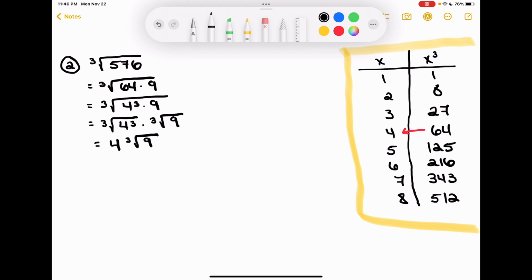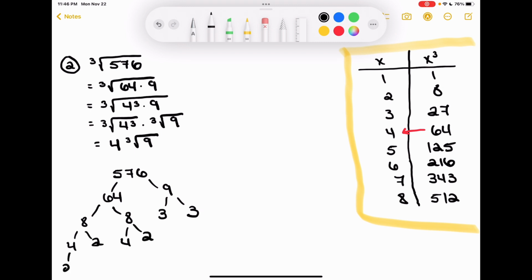Now let's show the prime factorization method. We're going to start by taking 576 and dividing it by 64, just as we did in the last problem. That gives us 64 times 9. If we break 9 into its prime factors, that's going to be 3 and 3. If I take 64 and divide it into its prime factors, I'm going to get 8 times 8, then 4 times 2 for this 8, 4 times 2 for the other 8, 2 times 2 for each 4.